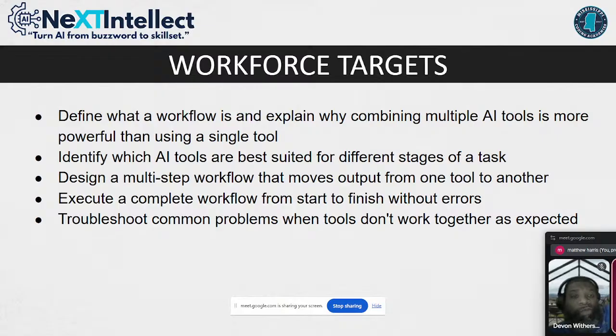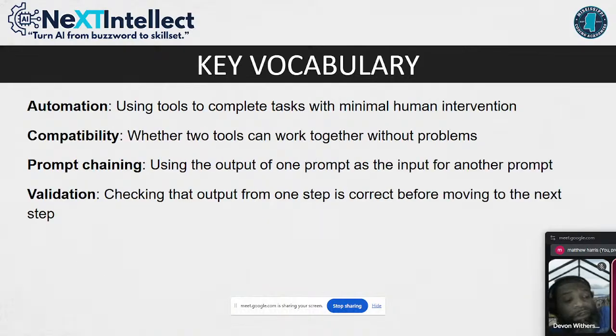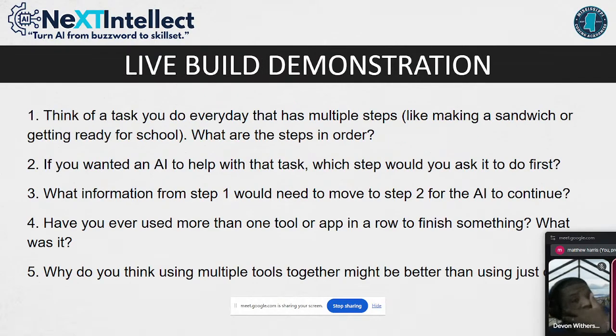Identify which AI tools are best suited for which types of tasks. Design a multi-step workflow that moves output from one tool to another. Execute a complete workflow from start to finish without errors. And troubleshoot common problems when tools don't work together as expected. The key vocabulary for the lesson: workflow, integration, input, output, sequence, data format, handoff, pipeline, automation, compatibility, prompt chaining, and validation.